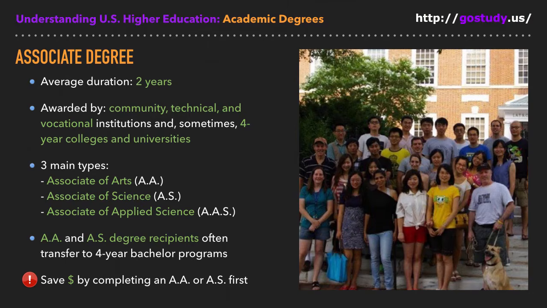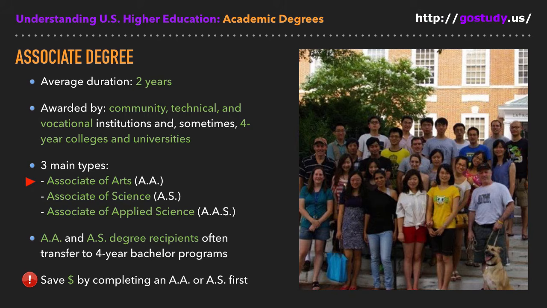An associate degree is awarded after completing a 2-year study program. This degree is most commonly earned at community colleges, technical colleges, and vocational schools, but is sometimes also awarded by 4-year colleges and universities. There are 3 main types of associate degrees: Associate of Arts, AA, Associate of Science, AS, and Associate of Applied Science, AAS.